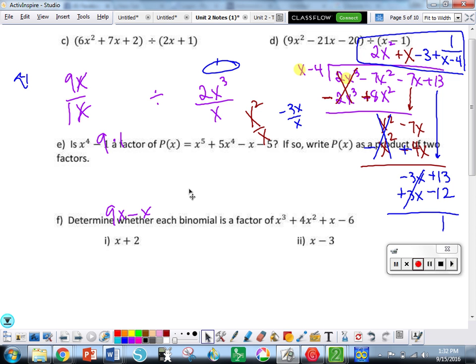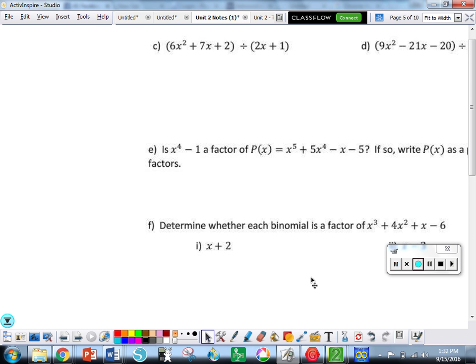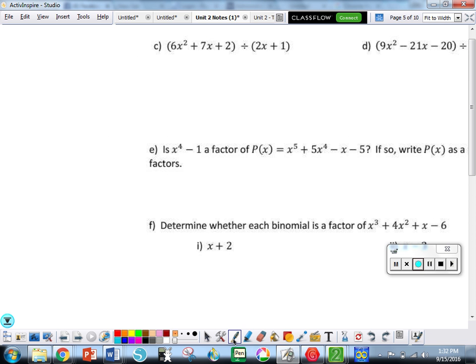Okay, so you see how far you got? All right, here we go. Get myself some space here. Okay, the 2x plus 1 goes on the outside. 6x squared plus 7x plus 2 goes on the inside, right? So far, so good? Okay, call this a victory.